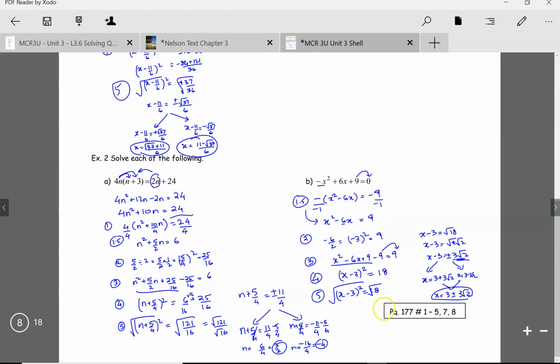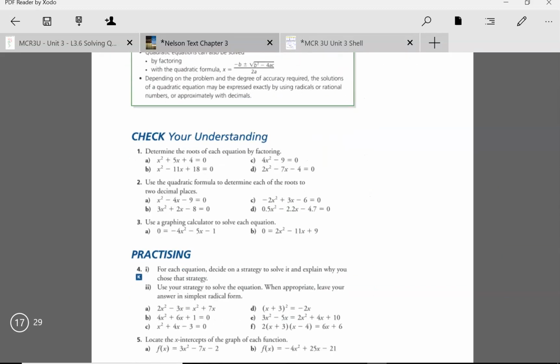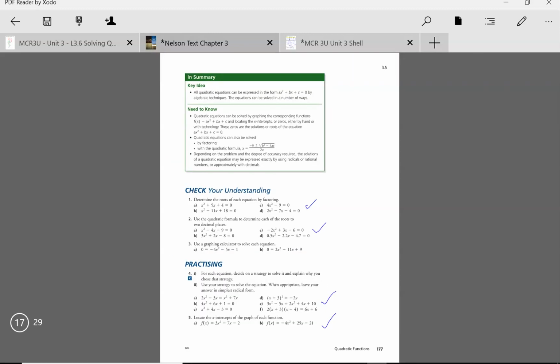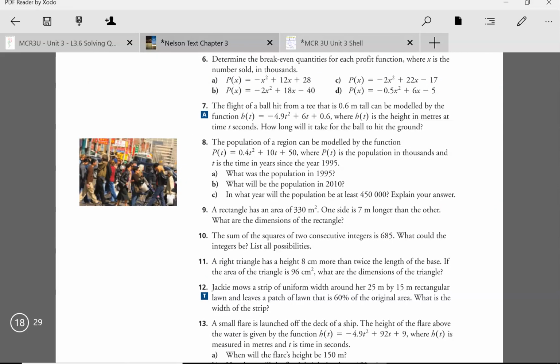I'm going to check out the homework for a couple of seconds. 177. So let's go to page number 177. Let's see. Again, this is by factoring, quadratic formula. We've done all that before. I've shown you examples of how to do both those questions. Okay. Again, just finding the x-intercepts. I think we were to do questions 7 and 8.